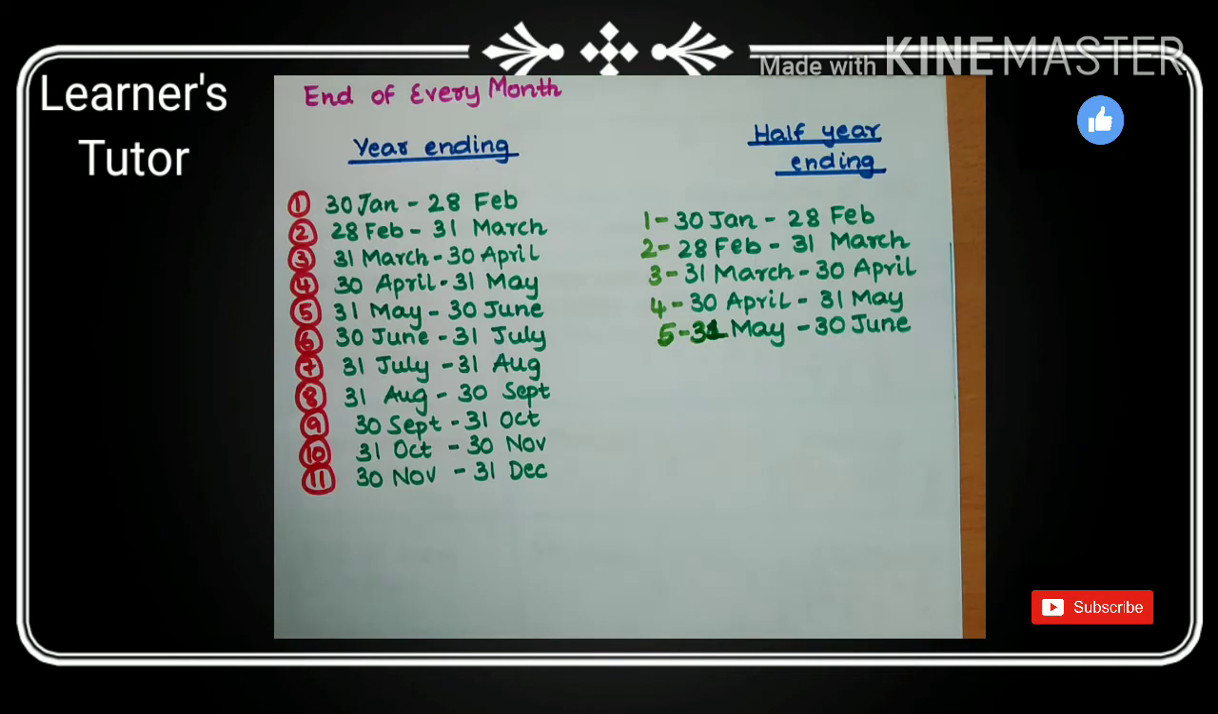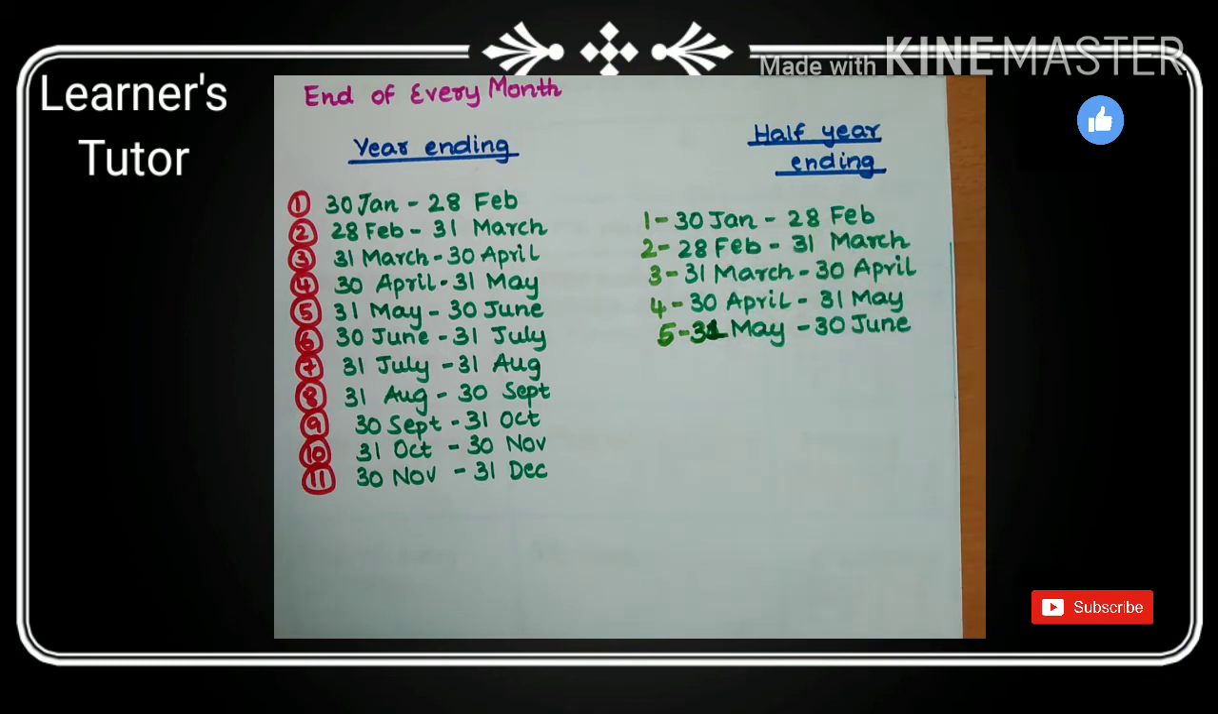Next, coming to half year ending average period, that is end of every month. In this case, half year means 6 months. 30th Jan to 30th June. See, 30th Jan to 28th Feb is 1 month. 28th Feb to 31st March, it is 2 months. 3, 4, 5. Like this, we get 5 months of longest.